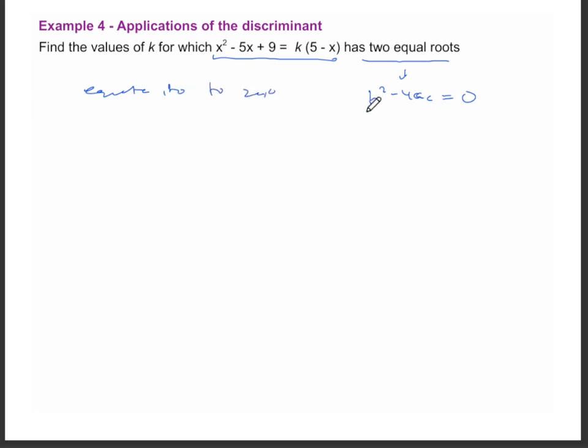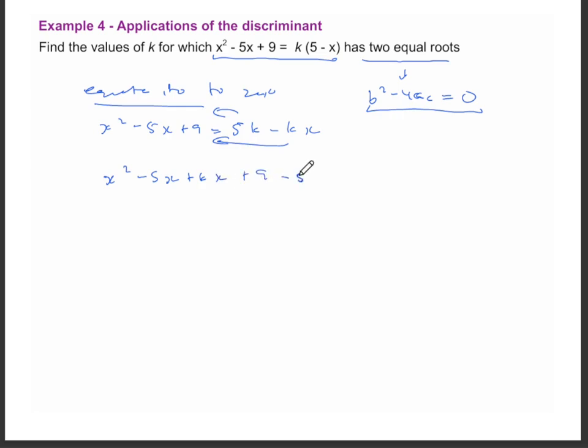And then we can apply our b squared minus 4ac depending on what it looks like after we equate it to 0. So firstly, as everybody would do here, expand the brackets. So x squared minus 5x plus 9 equals 5k minus kx. Then we can equate it to 0, where we take 5k and negative kx to the other side. You get x squared minus 5x plus kx plus 9 minus 5k equals 0. We can rewrite this as x squared plus x(k minus 5) plus 9 minus 5k equals 0.